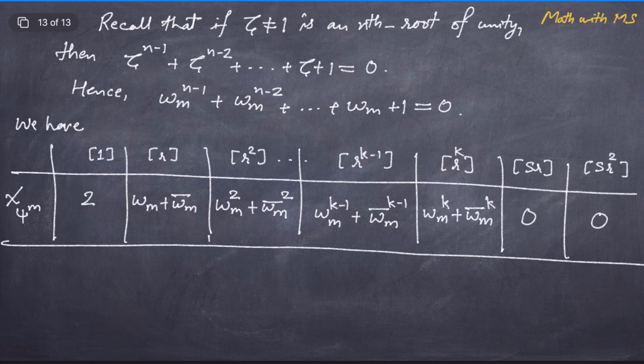Computing the value of the representation psi m at SR, we see that it is psi m of S into psi m of R, that is the product of the matrix B times A, and you can check that its trace is 0. Similarly, the trace at SR square is also 0. So thus we have found the trace of the representation psi m at the representatives of the conjugacy classes of the dihedral group. So we can now compute the inner product of the character psi m with itself. Let us now compute the inner product of the character chi of psi m with itself.